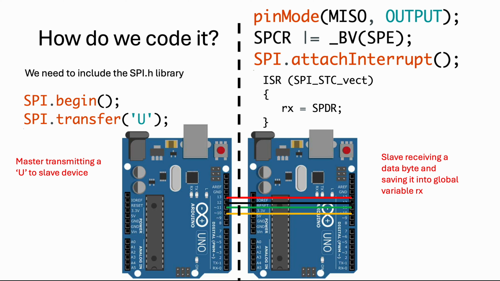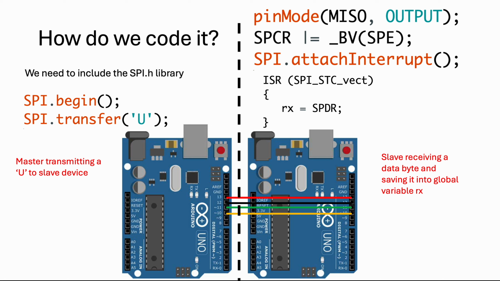The way that we code it is really simple if you're using a master device. It's a little more complicated if you want to have your Arduino in slave mode. First of all, we need to include the SPI library, which is provided by Arduino, so you only have to include it. You don't have to install anything. And if you want to have your device in SPI mode, just type SPI begin, SPI transfer, and that's it in master mode.